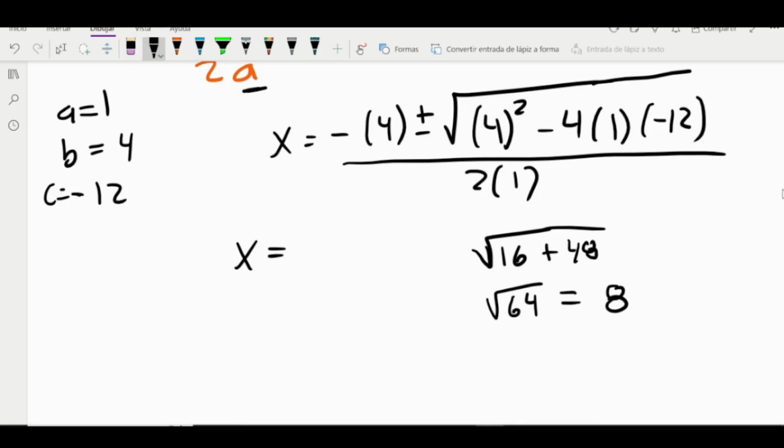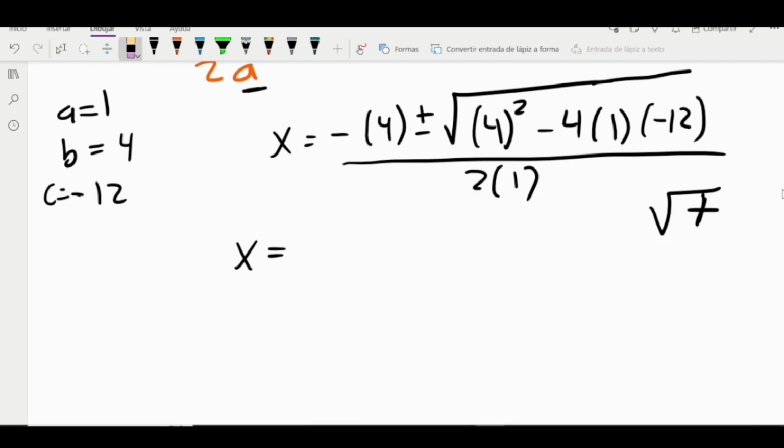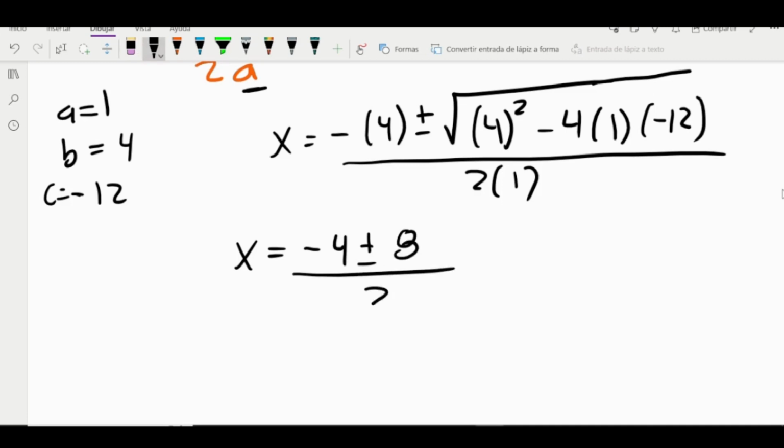Why do I recommend you start with this? Because it's not possible to have a negative expression inside the square root. If we have that, we say it's an imaginary number. So when you check the square root and inside we have a positive value, it means we can continue solving with this method. We already know the square root is 8, so we have minus 4 plus minus 8, divided by 2.